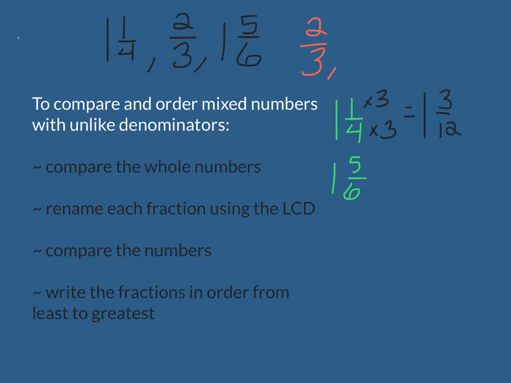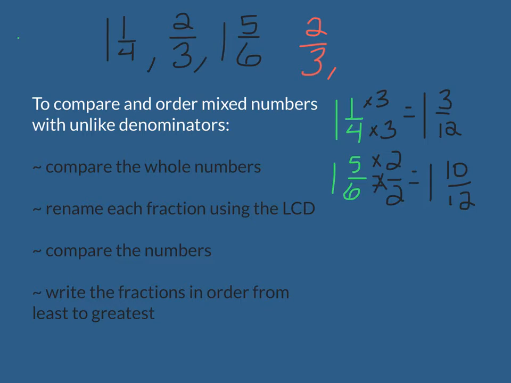Now in order to get the 6 to equal 12, I need to multiply that by 2. So I have to multiply the top by 2. So that would equal 2 times, I bring my whole number over. 2 times 5 is 10, and 2 times 6 is 12. Now I have them both. They're renamed, they're common denominators now.